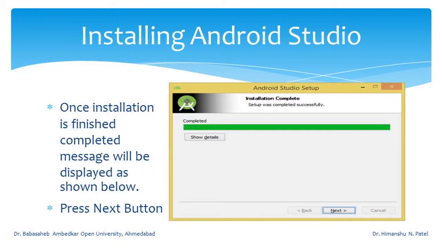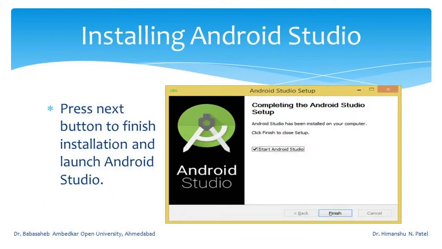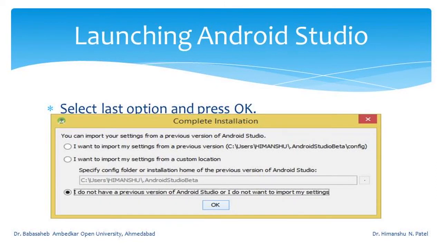Now, once installation is finished and all files are properly copied, it will show you a message as shown on screen. Again you have to press the next button, and you can also see what installation actually performed by clicking on show details. Now, your Android Studio is properly installed, and you have to press the finish button to launch or start Android Studio.